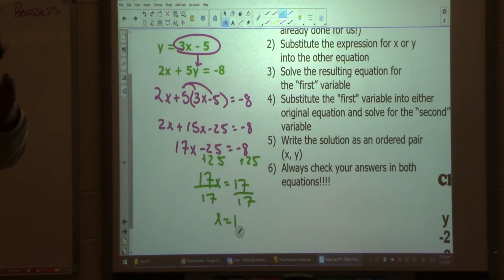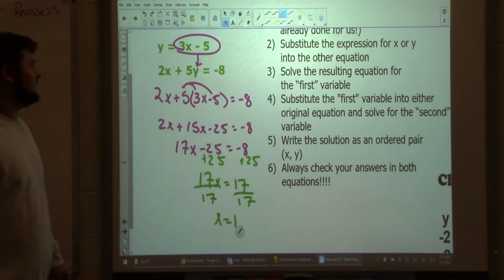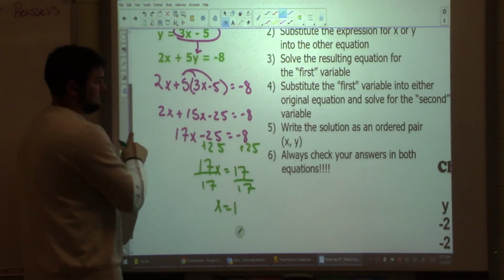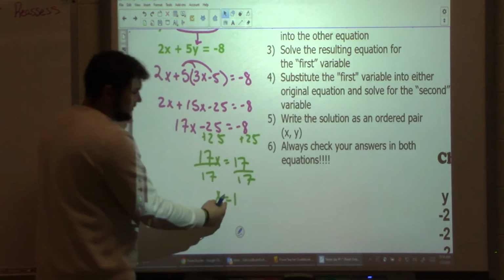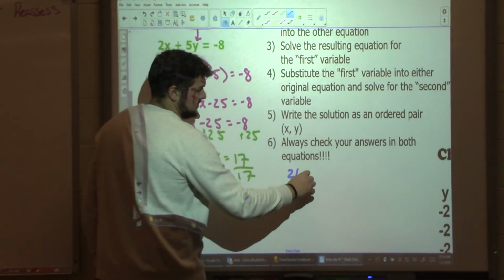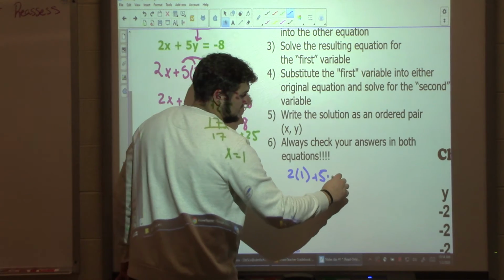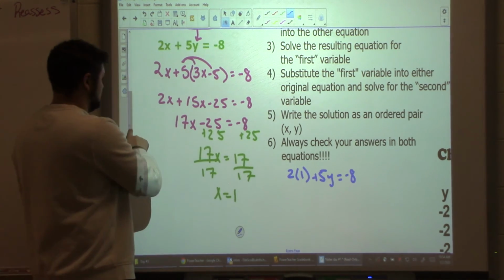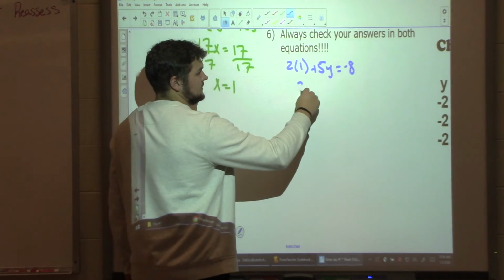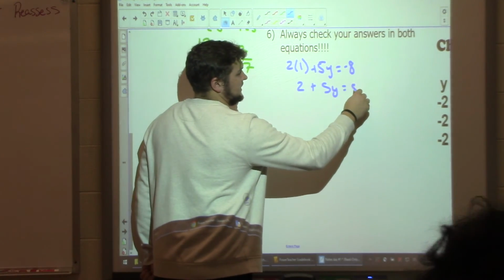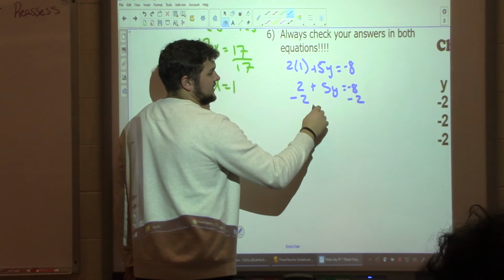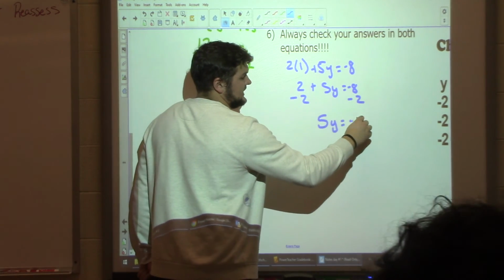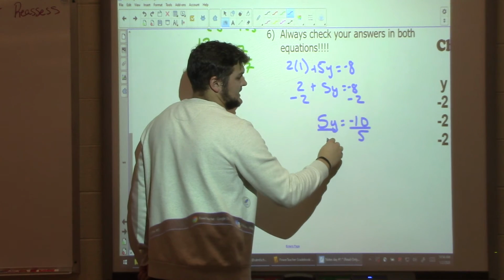Isaiah, which equation would you like to use? The second one. 2x plus 5y equals negative 8. I'm going to plug 1 in for x. 2 times 1 is 2, plus 5y equals negative 8. Minus 2 on both sides. We get 5y is negative 10. Divide by 5. Y equals negative 2.